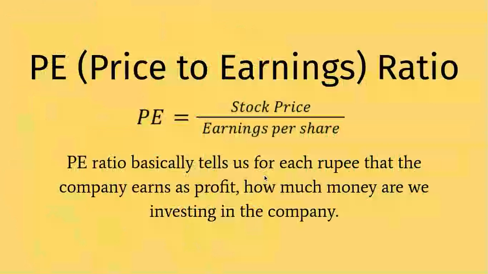PE ratio basically tells us for each rupee that the company earns as profit, how much money are we investing in the company. The PE ratio can be used to check if a company is overvalued or undervalued. The PE ratio of the company can be compared with the historical PE ratio of the company, meaning the PE ratio of the company in the past months and years. The current PE ratio can also be compared with the industry PE ratio, meaning the overall PE ratio of all the companies in the same industry.